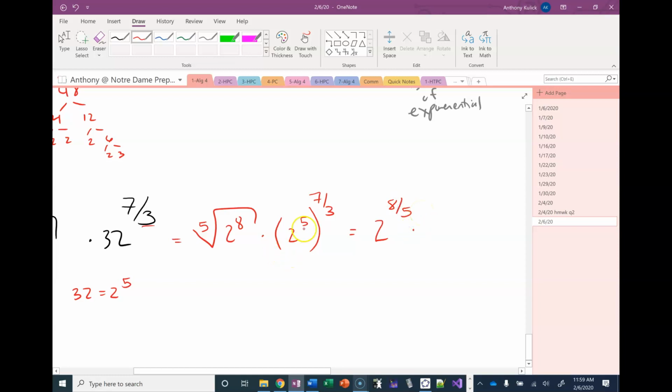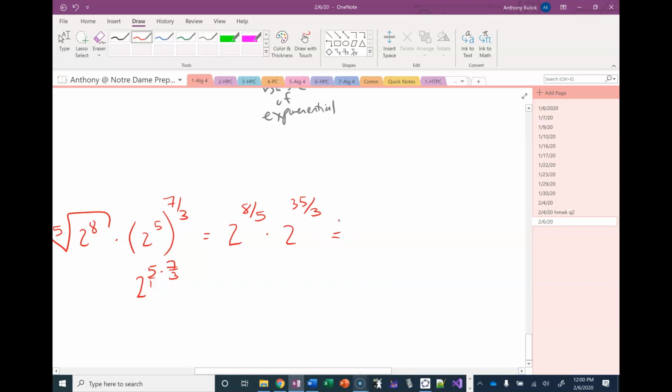And then how do I do 2 to the 5th to the 7/3? Yeah, so here I would multiply, right? This is 2 to the 5th times 7/3. And to multiply fractions, I'll just think of 5 as 5/1. So we're going to multiply the numerators together and then multiply the denominators together to give us 35/3. Okay?